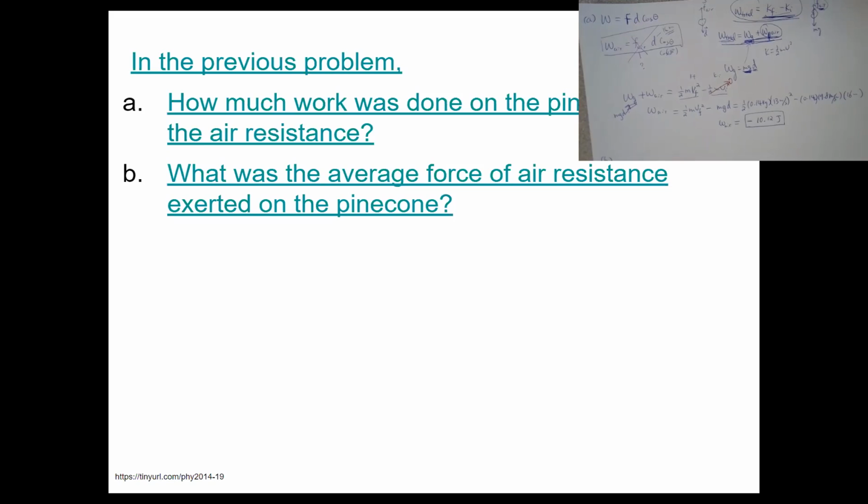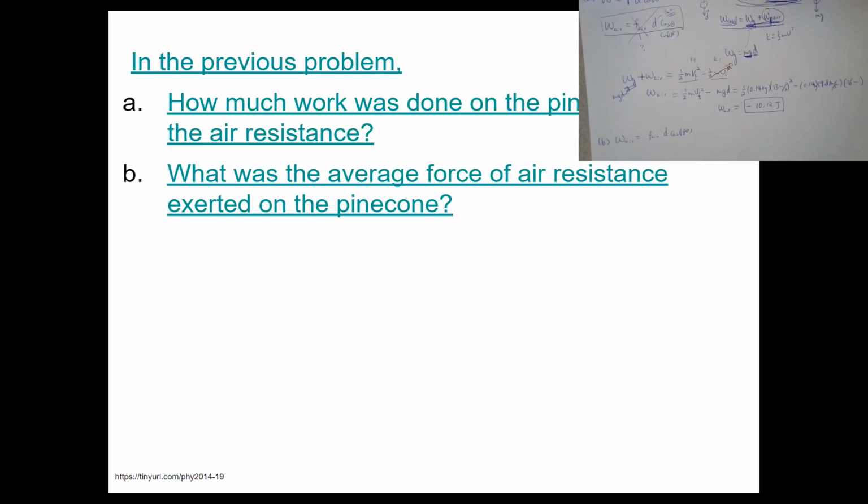So if not, then the second part says, what was the average force of the air resistance exerted on the PyCon? Okay, so it's assuming the air resistance is an average force, so that means you can treat it as a constant number. So again, if that's the case, then work done by air resistance should be equal to F air times D times cosine of 180 degrees, which is -1. Cosine of 180 will give you -1.